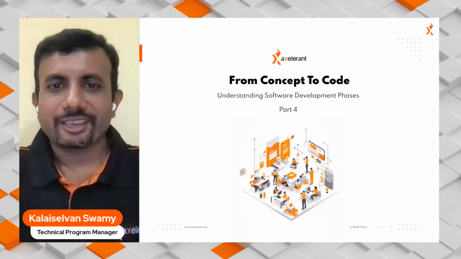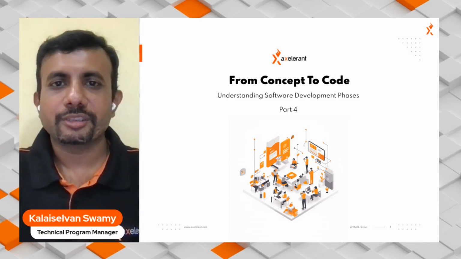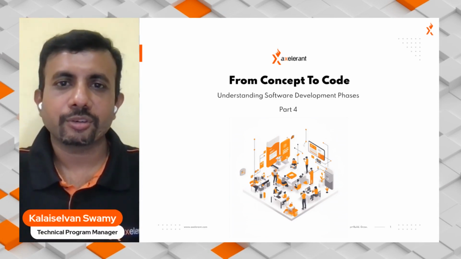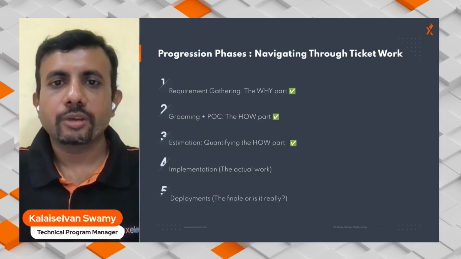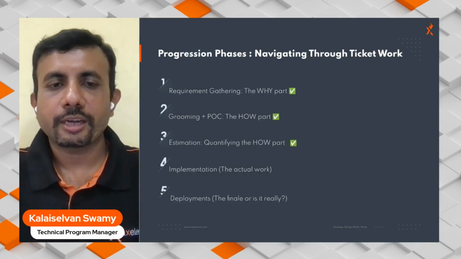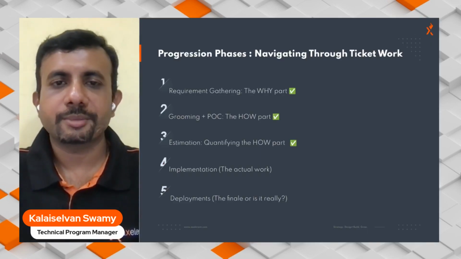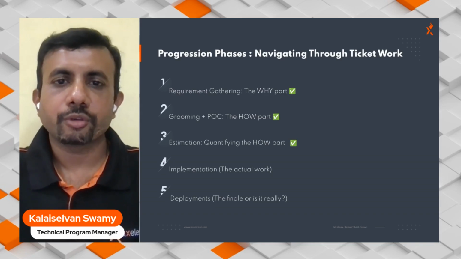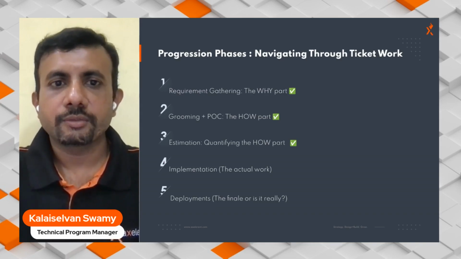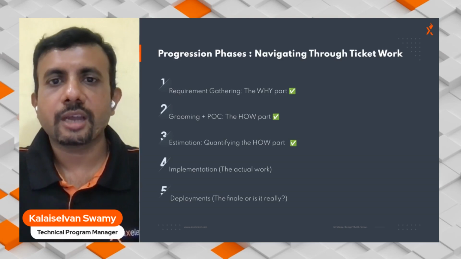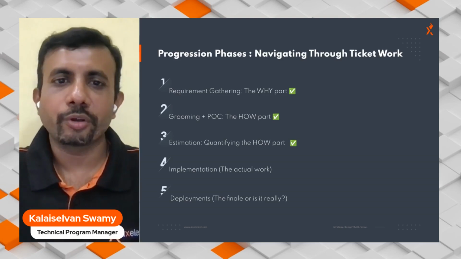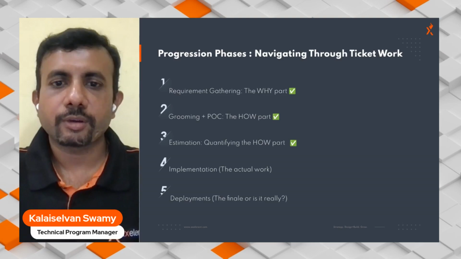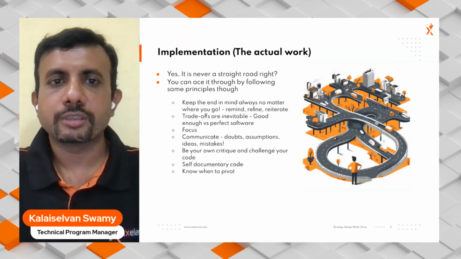Hi everyone. So let's go into this phase, which is part 4 of From Concept to Code. In the earlier sessions, we looked at requirement gathering, grooming, and estimation, which explain the why and the how of your work. In this session, we will look at implementation, which is the actual work, or the what you are going to do from all your learnings in the previous phases. So without further ado, we will go further into this phase.